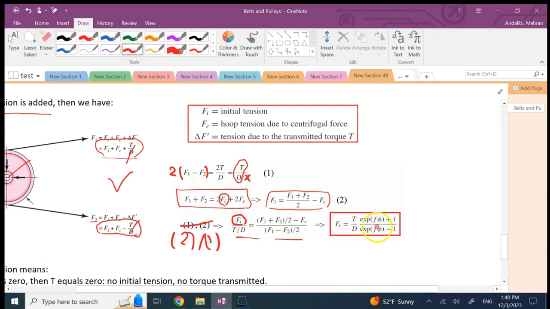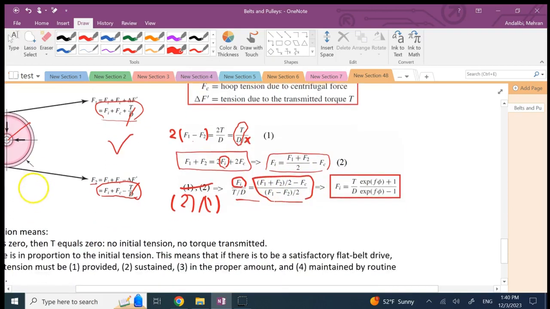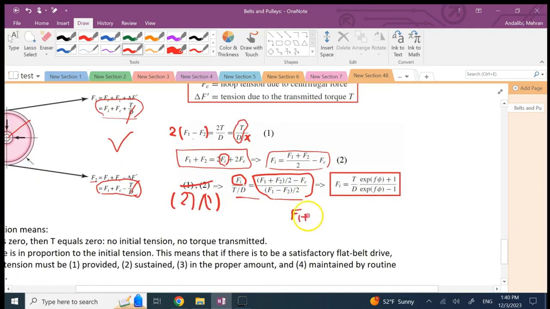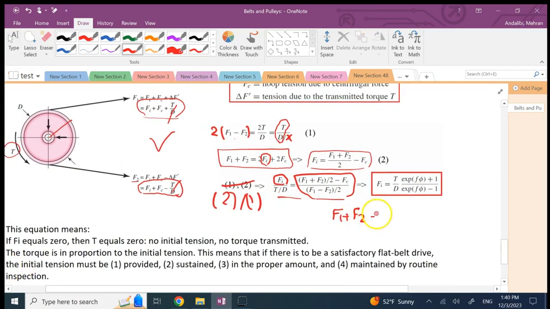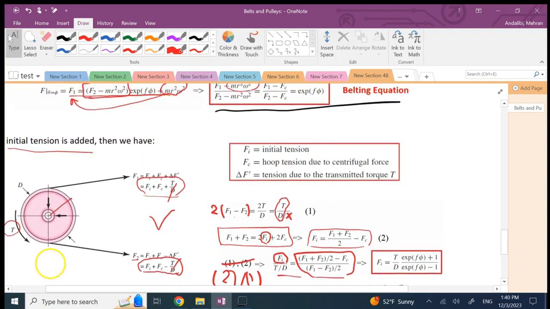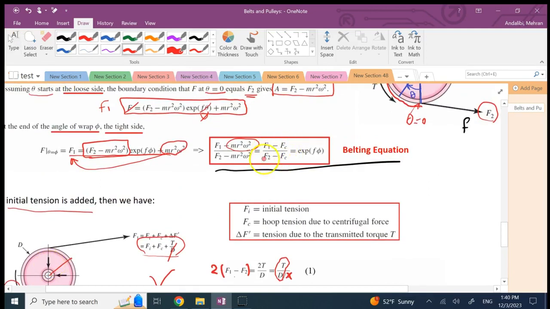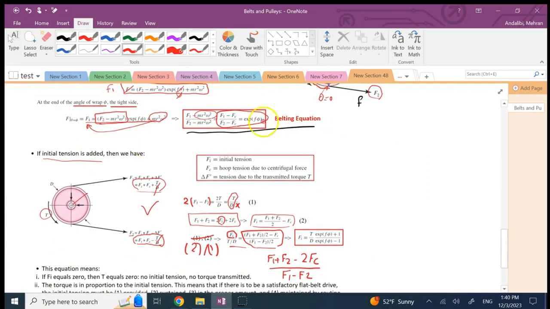Now you might say, where did you get this one from? Well, if you look here, what do I have? Let's multiply both numerator and denominator of this by a 2. What would you get? It's going to be F1 plus F2 minus 2Fc divided by F1 minus F2, yes? Good. Now what is this? Can I find it from anywhere? Yes. Where does it come from? Well, let's go back and see. Here I had F1 minus Fc over F2 minus Fc, which is this, right? And from here, if I plug it back into this, then I get this equation.